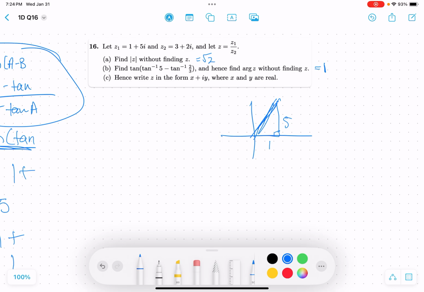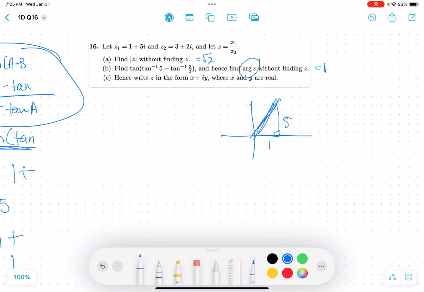All right, hence write z in the form x plus iy, where x and y are real. So if we think about what z is, it's a complex number, so we really just need the length of it and the argument of it. Oh, sorry, did I not finish this question? I did not. And hence find arg z without finding z. Sorry, let's go back to that. So arg z without finding z.